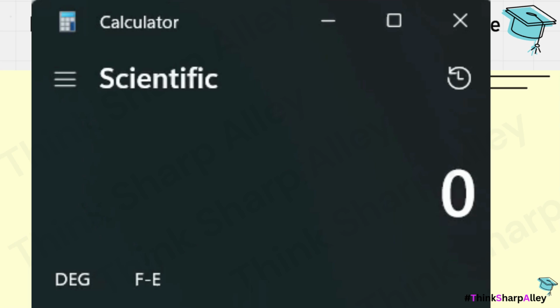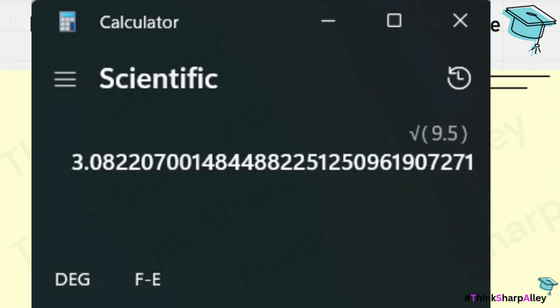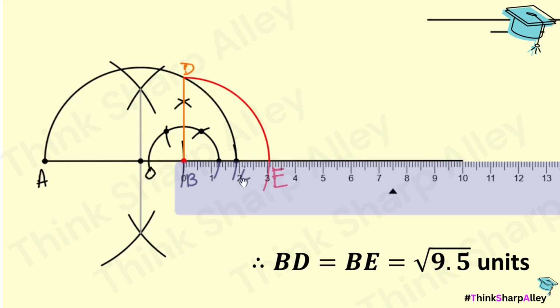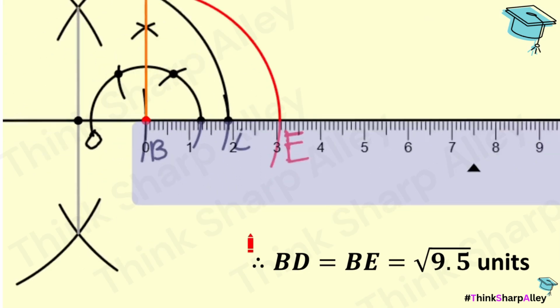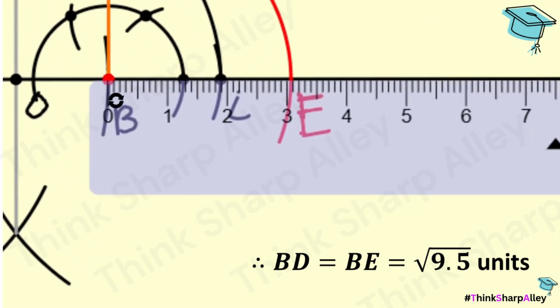Now let's check the answer on the calculator. So you see square root of 9.5 is 3.08. That means which is very close to 3.1. Now let's measure the length of BE using a scale. I am zooming a little bit so that you can see clearly. Look, it's matching almost exactly, just over 3 cm.